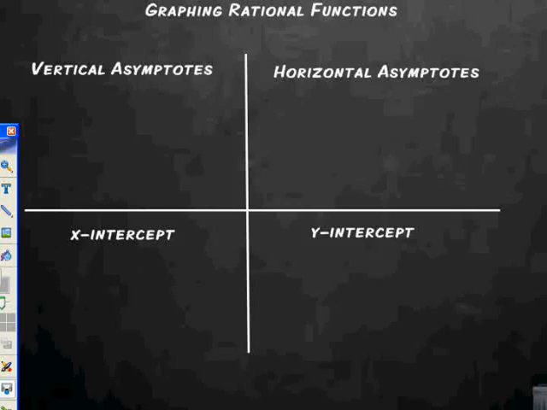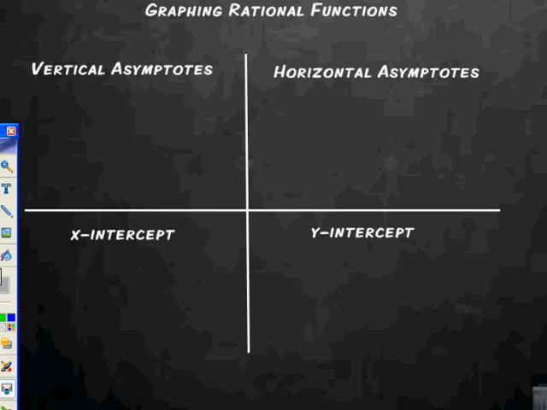Hello everybody, we're going to be talking about graphing rational functions today. We need to first discuss a few items that are going to be of importance. The first thing is vertical asymptotes. To find your vertical asymptotes, those are going to be the places where your function is undefined.